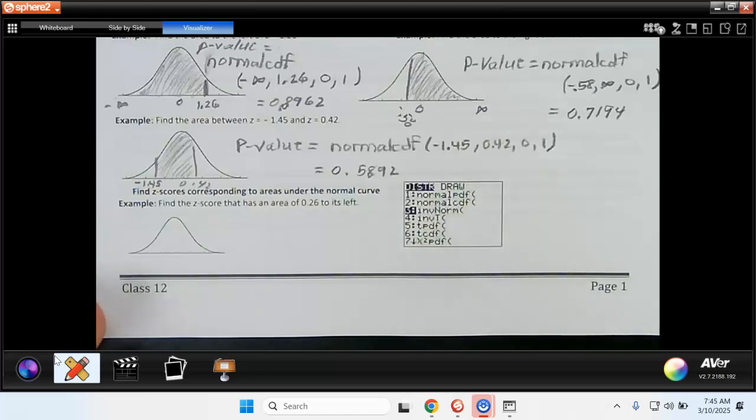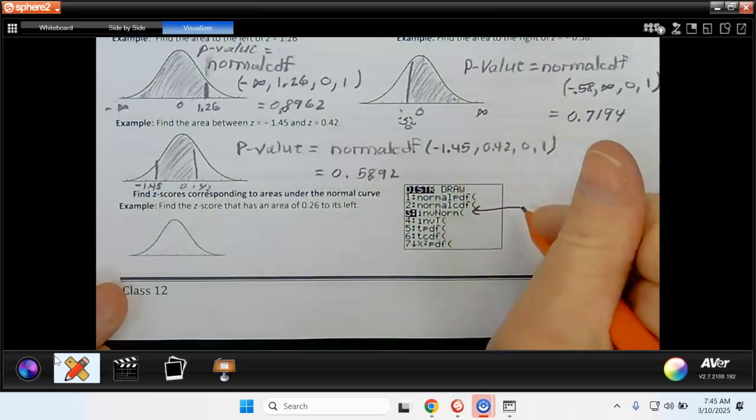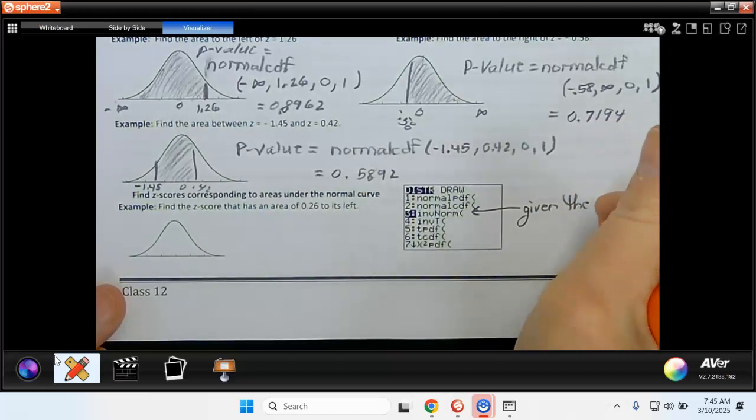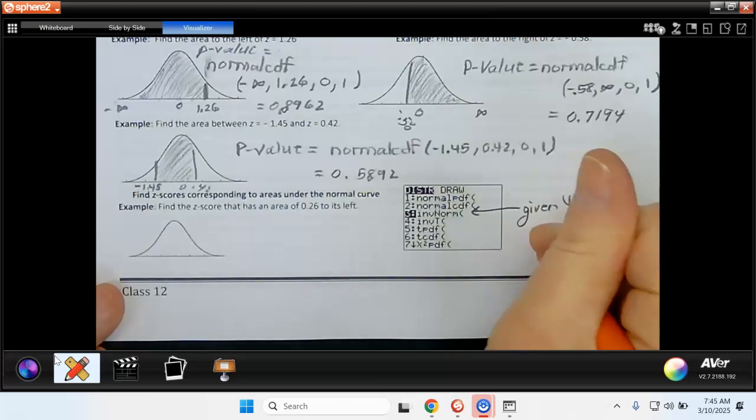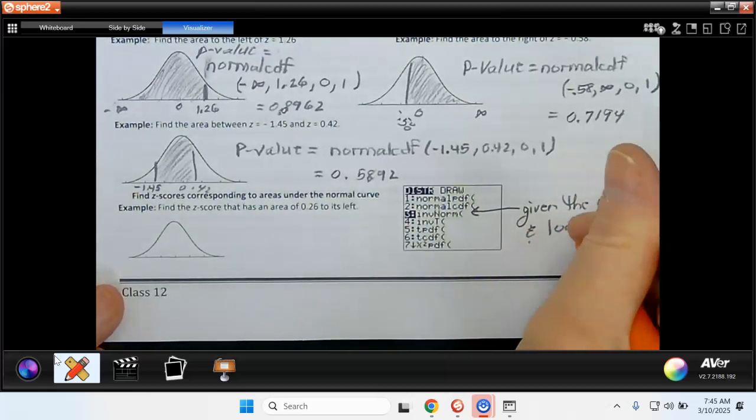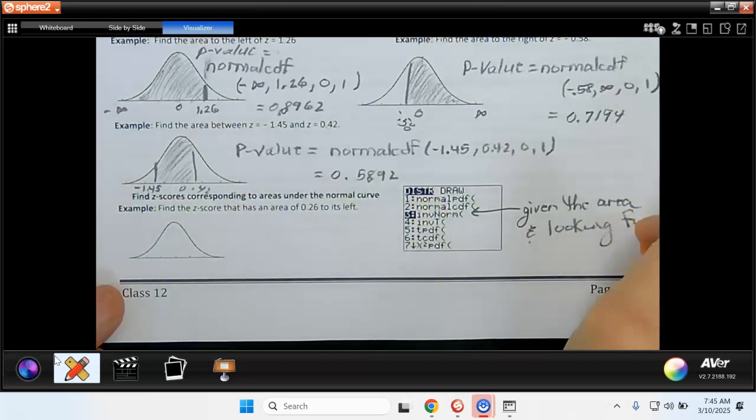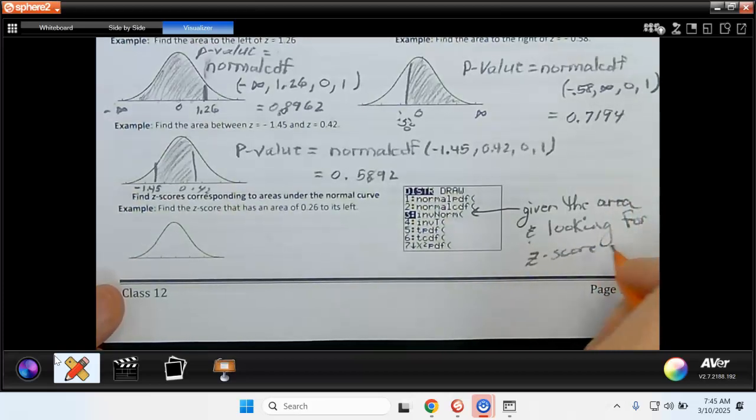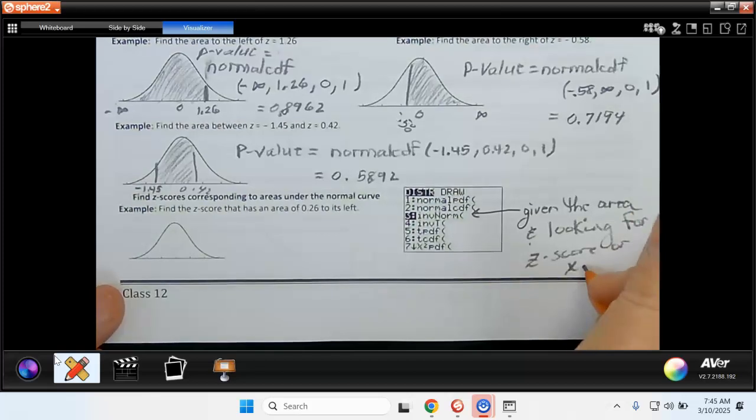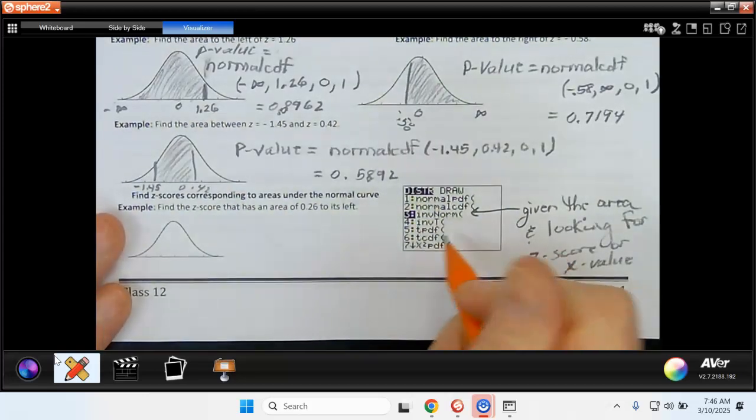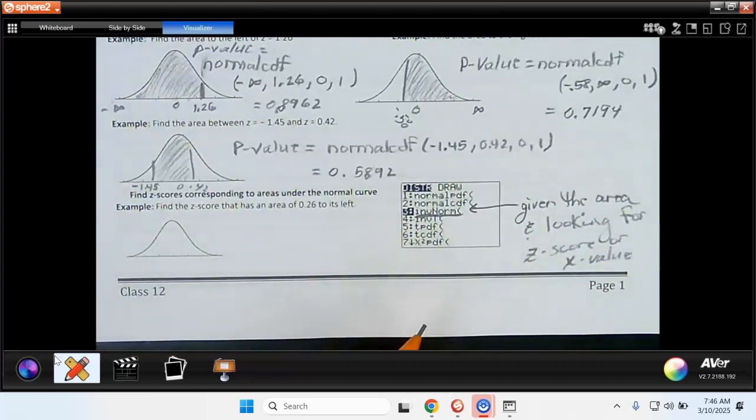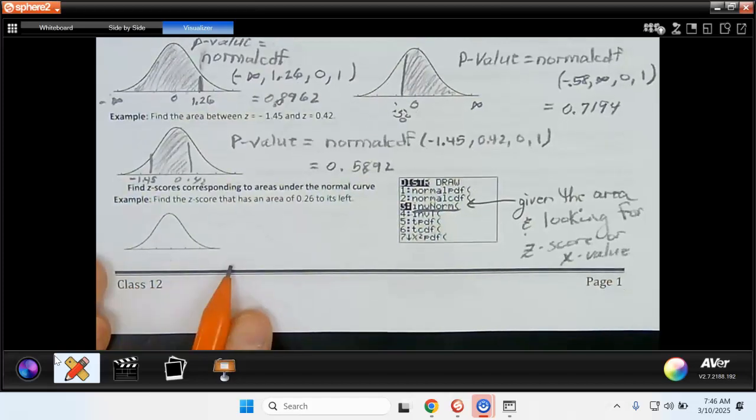If you're given the area, you're going to use inverse norm. Given the area, and looking for a z-score or an x value, you're going to use inverse norm. Notice how they're right together when you're given the area and you're looking for one of the values down here.